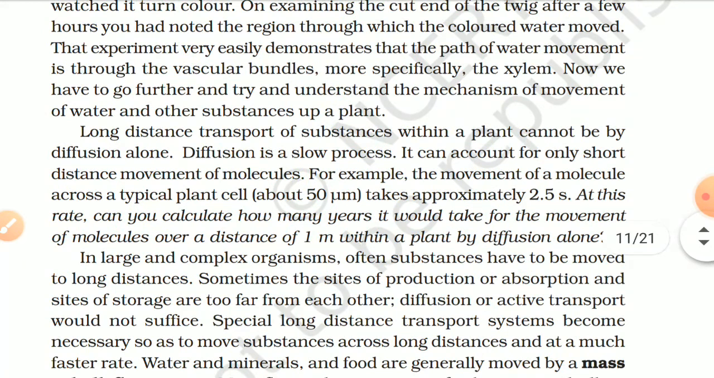Long distance transport of substances within a plant cannot be by diffusion alone. Diffusion is a slow process. It can account for only short distance movement of molecules. For example, the movement of a molecule across a typical plant cell, about 50 micrometers, takes approximately 2.5 seconds. At this rate, can you calculate how many years it would take for the movement of a molecule over a distance of 1 meter within a plant by diffusion alone?